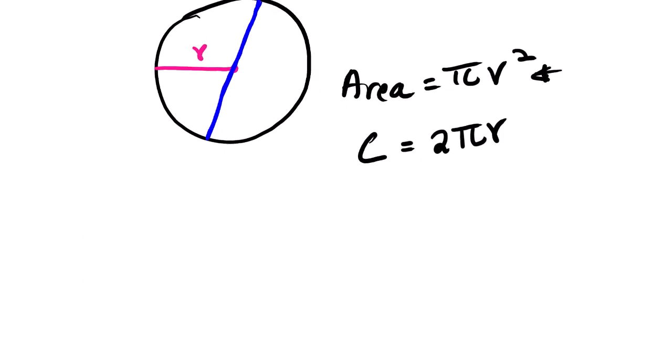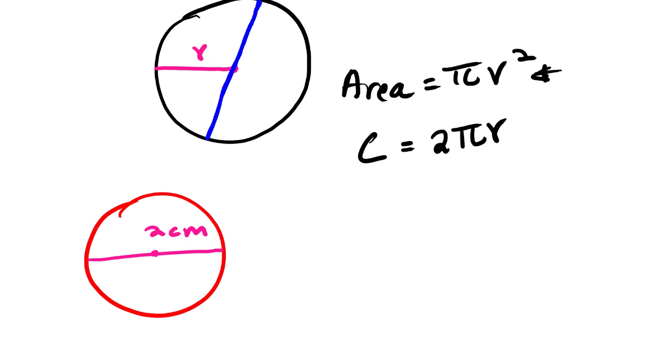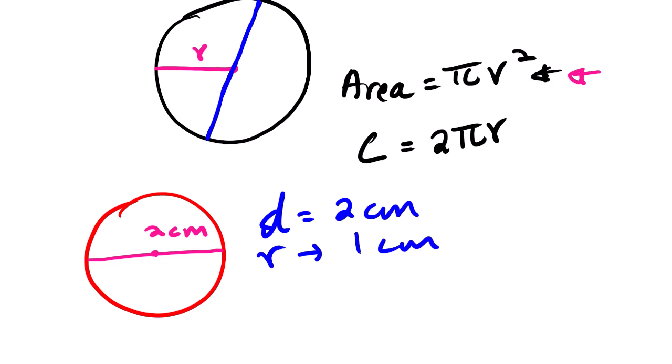So let's say we have a circle with a diameter of 2 centimeters. We know that for this equation, we need a radius. So the relationship between a radius and a diameter: radius is half the diameter. So if we have the diameter, we can actually calculate the radius. Since diameter is equal to 2 centimeters, it means the radius is equal to 1 centimeter.